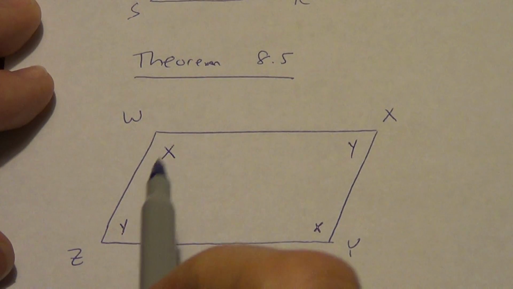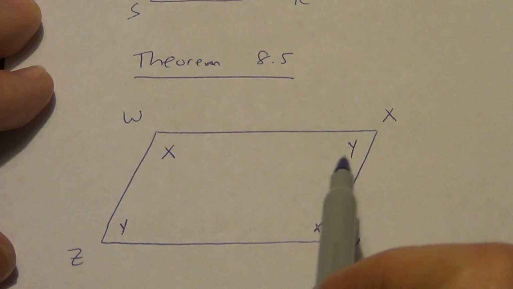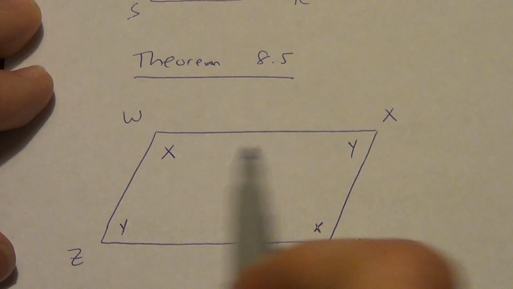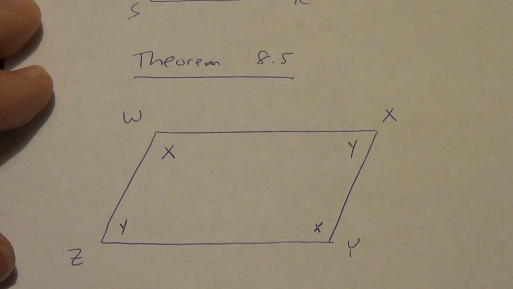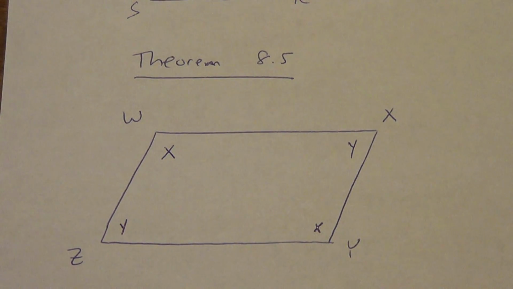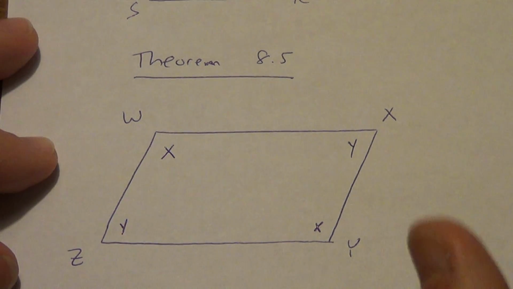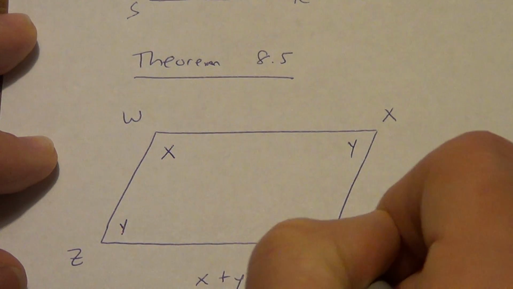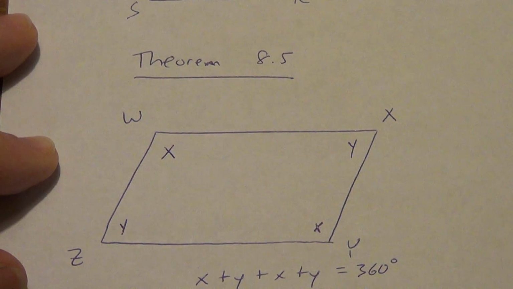When we're talking consecutive angles, we're talking this angle here and this angle here, or this angle here and this angle here. Any 2 angles that are directly in a row basically share the same side. Well, we know from our previous lesson, lesson 8.1, that the sum of the interior angles of a polygon is n minus 2 times 180, where n is the number of sides. So in this case, 4 sides minus 2 is 2, and 2 times 180 is 360. So x plus y plus x plus y equals 360 degrees.